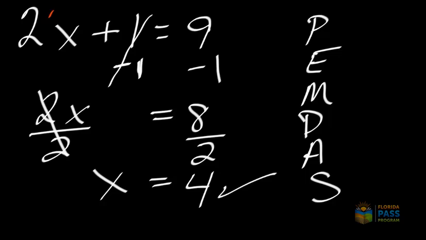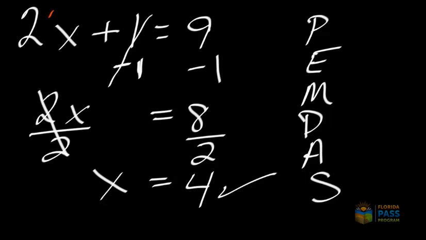One way to know if your answer is right is by plugging the answer back into the problem. So if I were to plug in 4 for x, when I solve this equation, I should get 9. All right, here's what I mean.